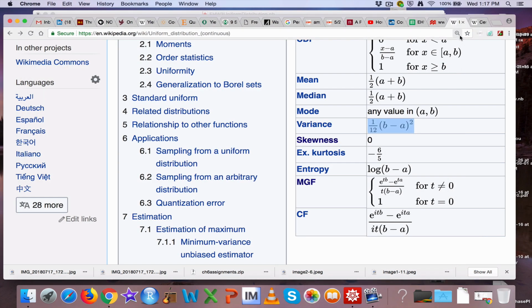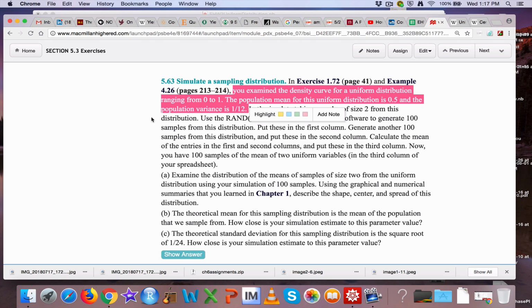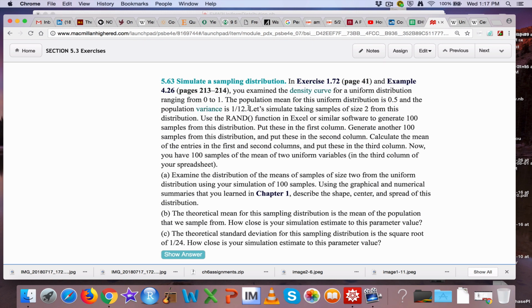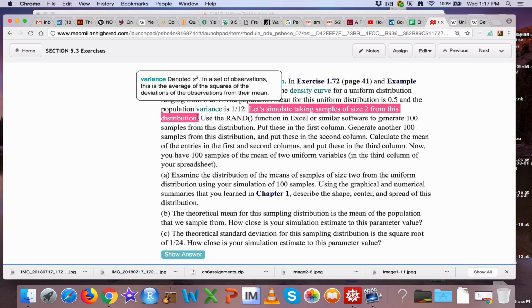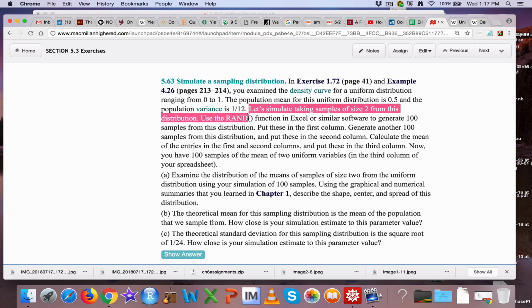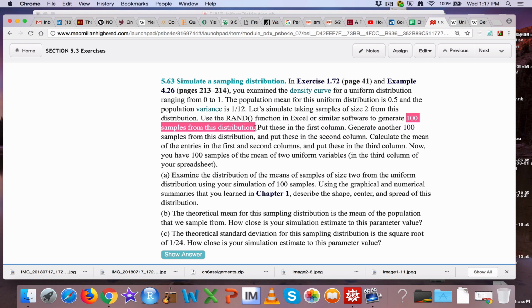All right, let's go back now to the problem statement. So what are the other directions here? We're going to simulate taking samples of size 2 from this distribution, and now we're going to use a spreadsheet. Use the RAND function in Excel or something similar, I'm using Google Sheets, to generate 100 samples from this distribution. I'd prefer saying 100 sample points. This is actually going to represent one sample, and put those in the first column.